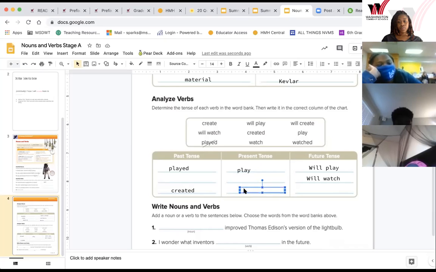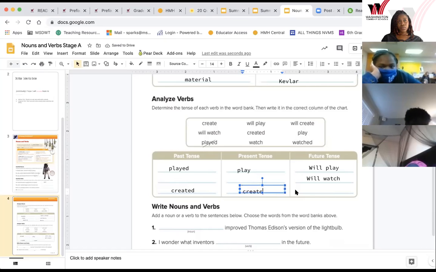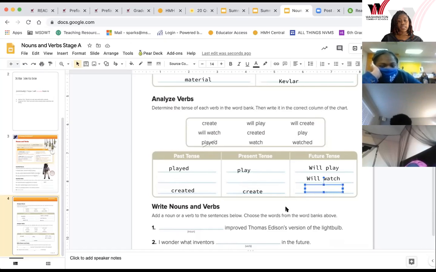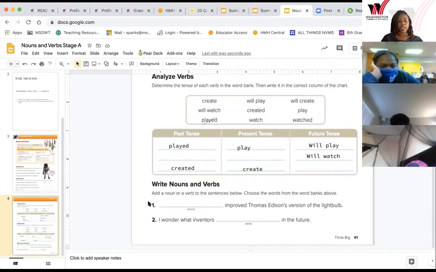Past tense. Yeah, so the past tense is created. What will be the present tense of created? Create. And then our future tense will be what? Will create. Good.